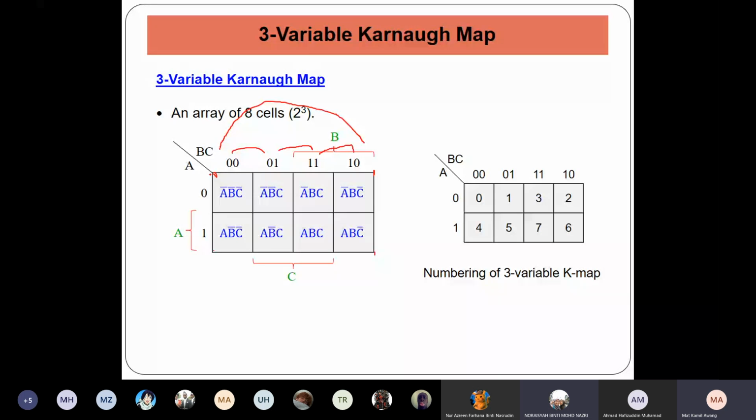A lot of students are confused over here. When they put BC as 0, 0, 0, 1, 1, 1, 1, 0. Sometimes you want to do it fast, you put 0, 0, 0, 1, 1, 0, 0, 1, 1. So that's wrong already.